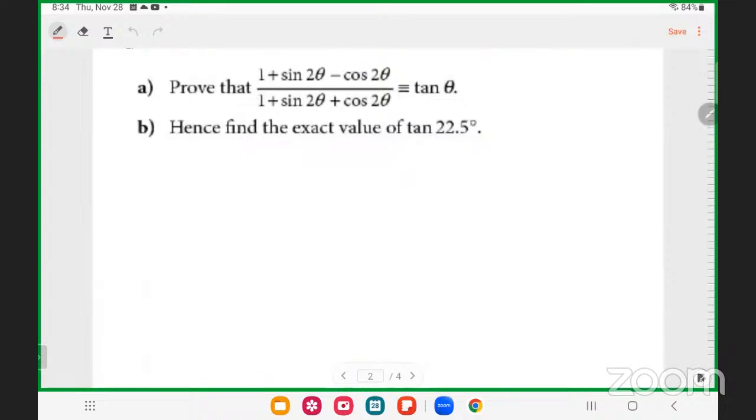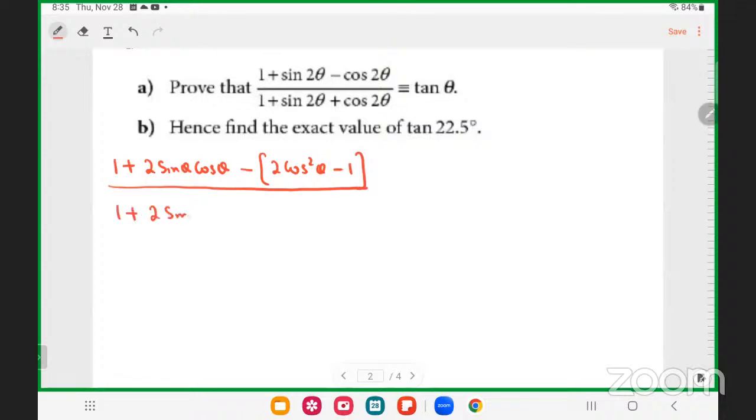In the next question, we need to prove this trigonometric identity. 1 plus sine 2 theta, that is 2 sine theta cos theta, minus cos 2 theta, that is 2 cos square theta minus 1, upon 1 plus 2 sine theta cos theta plus 2 cos square theta minus 1.